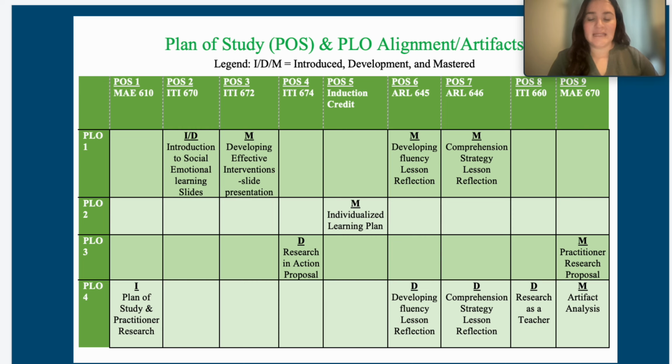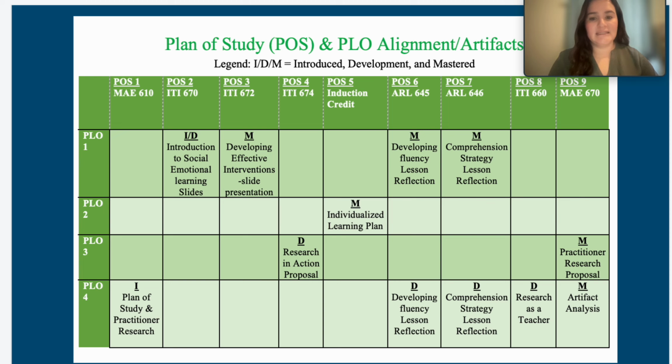The next one was ITI 670. For this course, I chose an artifact called Introduction to Social Emotional Learning. These were some slides that I created for the course. It would go along with PLO 1, and the legend would be I/D.